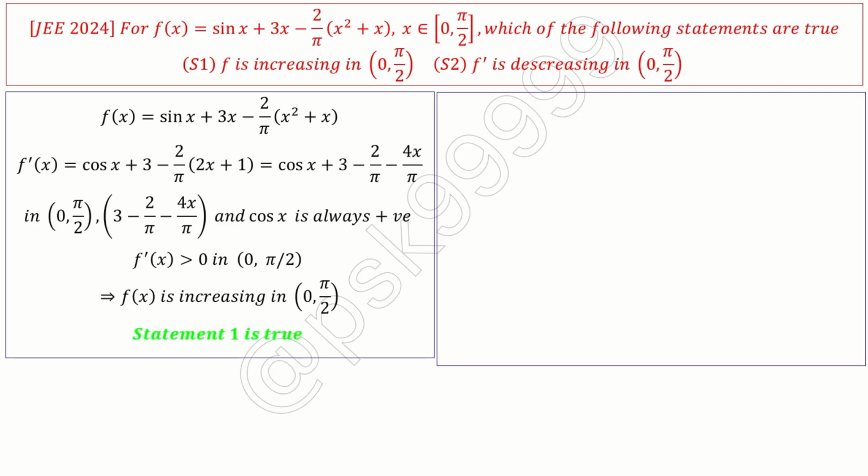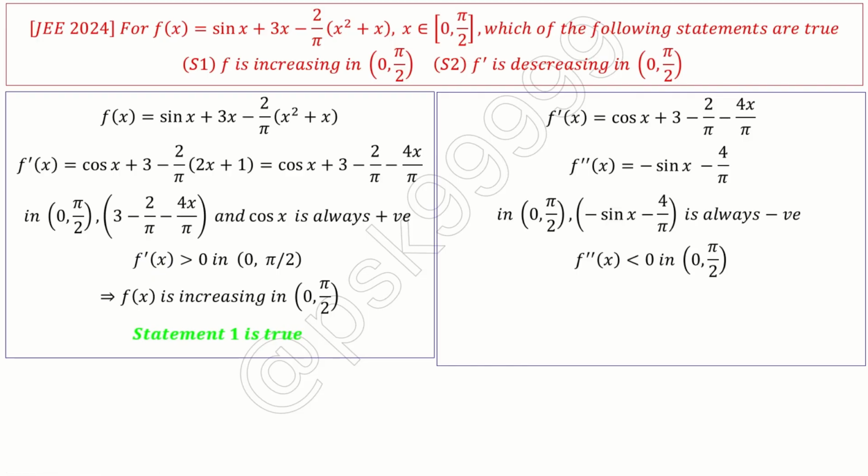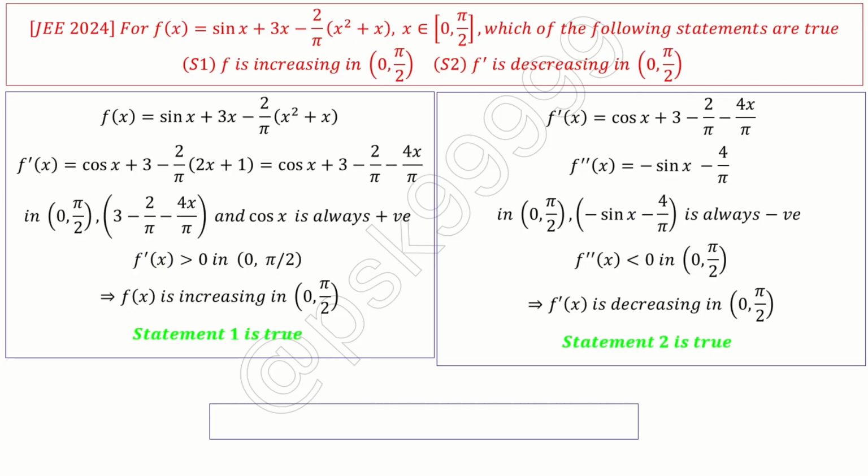Exactly the same way we will do statement 2. You take f dash x and do the second differentiation, that is f double dash x, which is nothing but minus sin x minus 4 by pi. Now we know that this is negative. This is a constant term, this is negative, and minus sin x is negative in 0 to pi by 2, which means f double dash x is negative, which means f dash x is a decreasing function in 0 to pi by 2. So statement 2 is also correct. So the answer is both S1 and S2 are true.